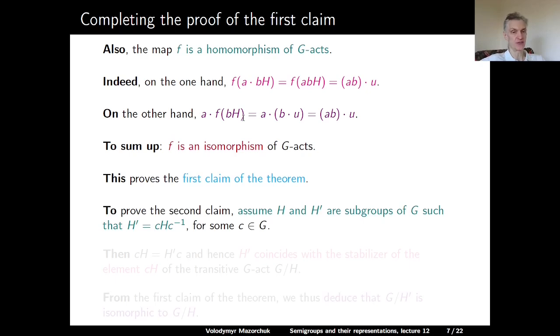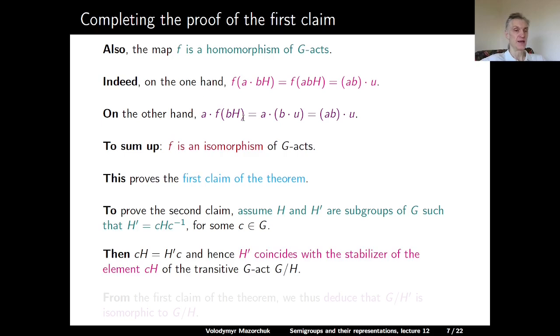To prove the second claim of our theorem, let us assume that H and H' are subgroups of G such that H' is conjugated to H. So H' is equal to C H C inverse for some C in G. Then we can rewrite it as CH is equal to H' C, and hence H' coincides with the stabilizer of the element CH of the transitive G-act G modulo H. And from the first claim of our theorem, we thus deduce that the G-act G modulo H' is isomorphic to the G-act G modulo H.